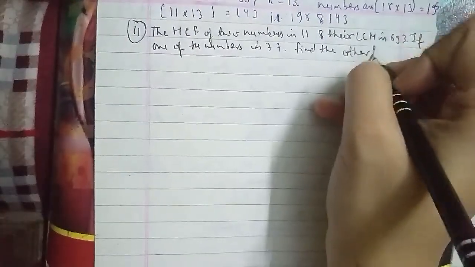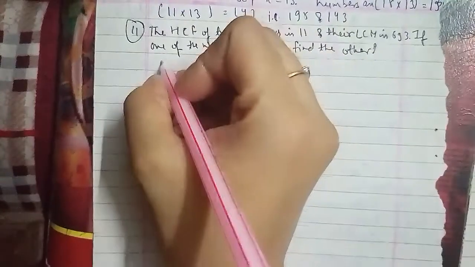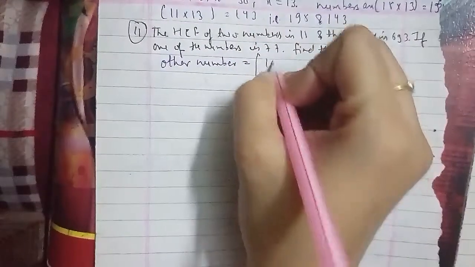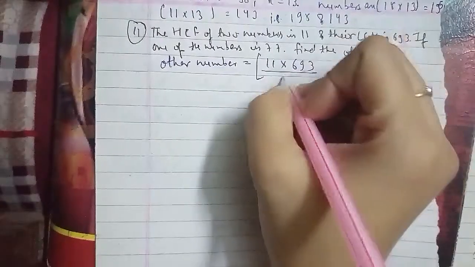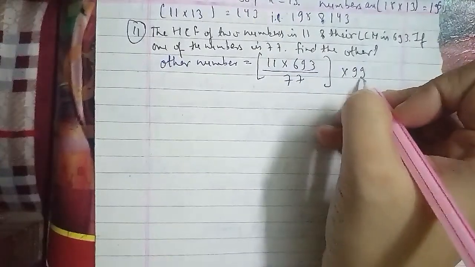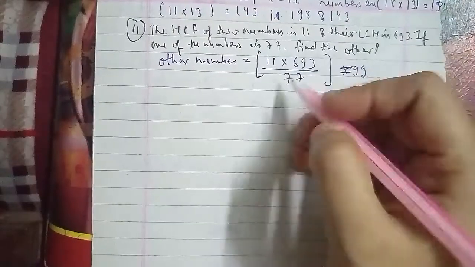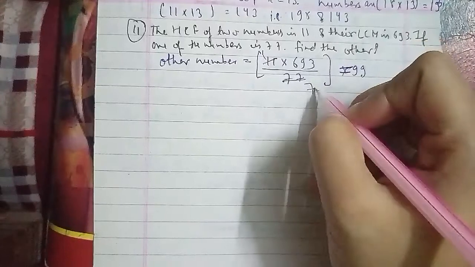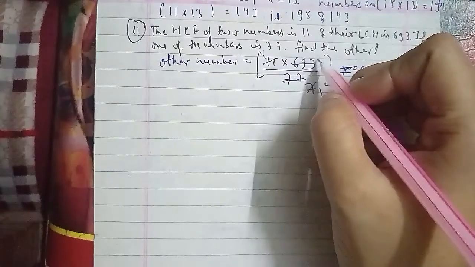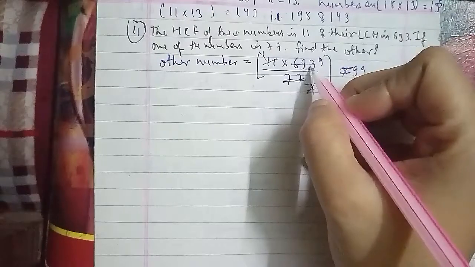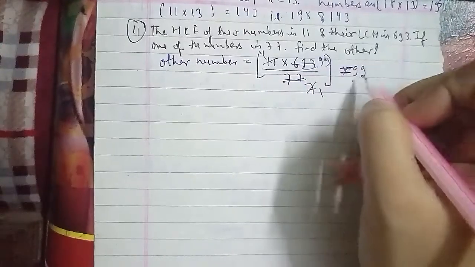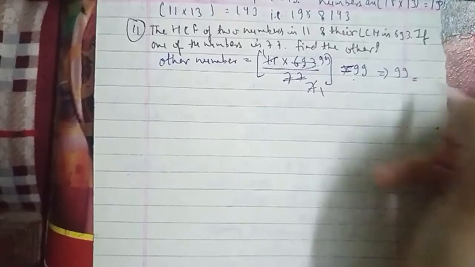So we have to find the other number here. The other number equals 11 into 693 upon 77, which will be equal to 99, because 11 ones are 11, 11 sevens are 77, and we'll cancel it out. 7 ones are 7, and 7 nines are 63, and then we have the 6 as well. 6 and 63, that is 99. 99 ones are 99, so the answer will be 99 here itself.